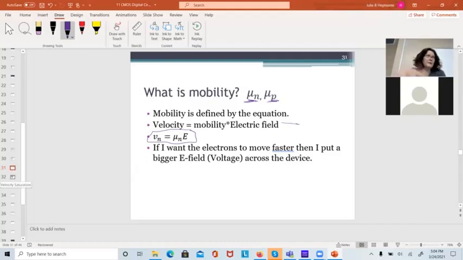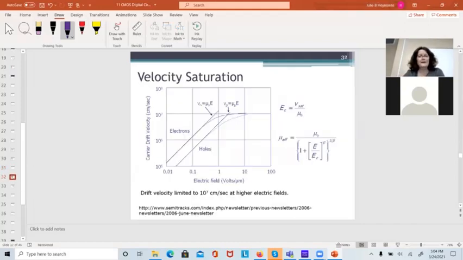Okay, I put this in to explain the next slide, which is velocity saturation. So this is the curve for Vn equals mu times E. And you can see if it's actually measured, the approximation pretty much holds true until I get up to around 10 to the 7th centimeters per second. And of course, I had to go through and calculate that and compare that to the speed of light. It's like 0.01% of the speed of light.